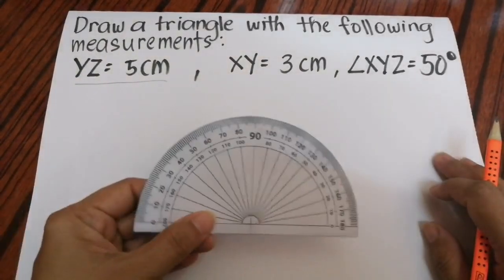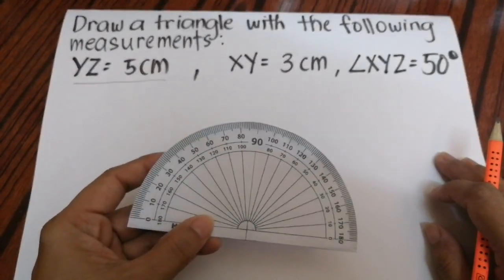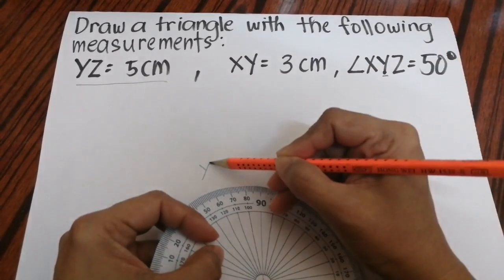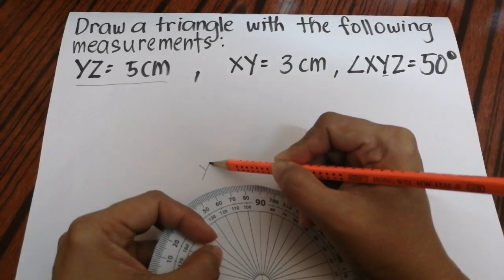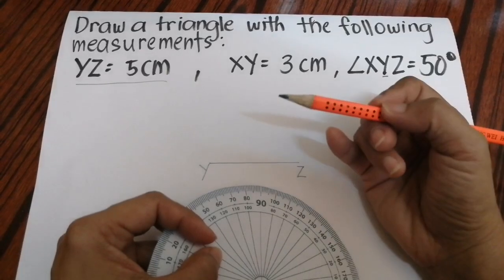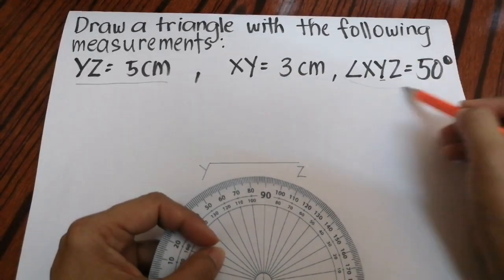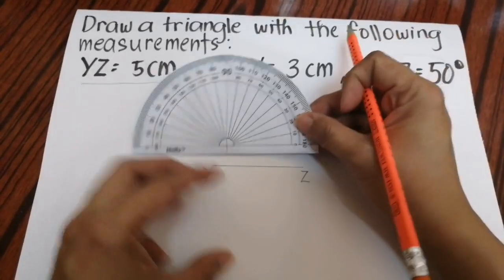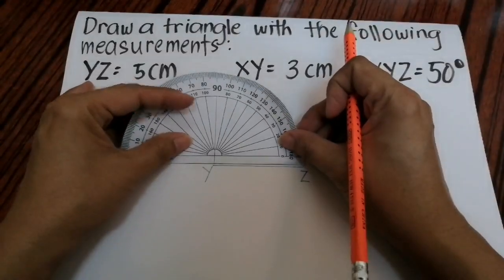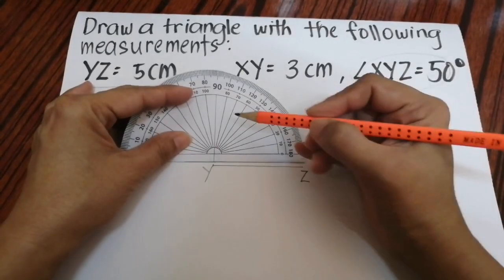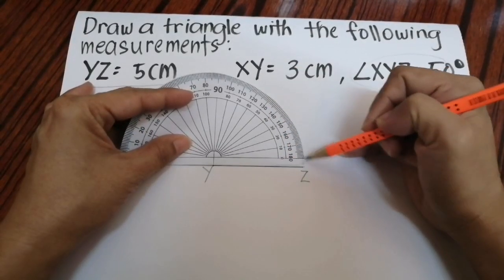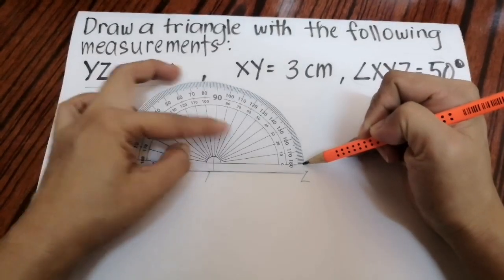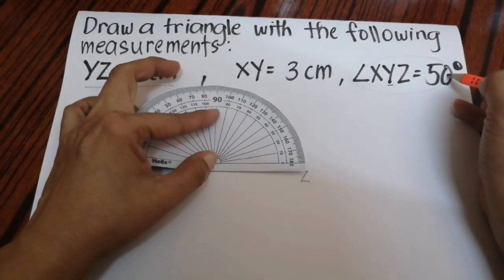Step 2, use a protractor to draw an angle of 50 degrees at Y. You have to remember that Y is the vertex, so your angle should be here at 50 degrees, and then draw line XY later. You have to do this one first, so we will be able to draw the 3 cm XY later. So how to draw the angle? First, you have to put the center at the vertex and align it with the baseline. Then let us mark a 50 degree angle.